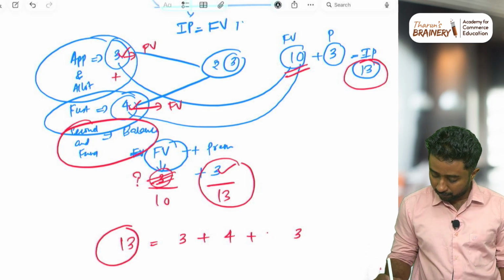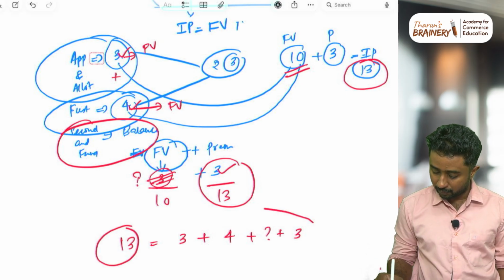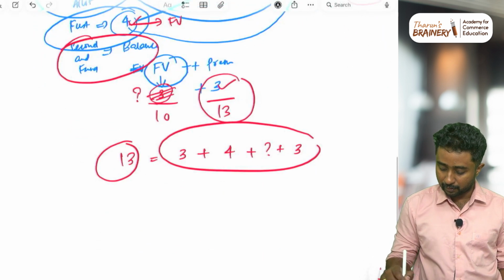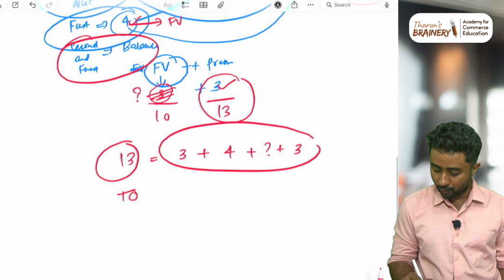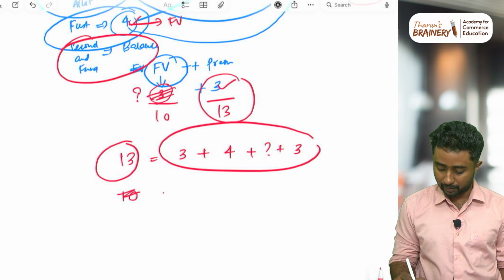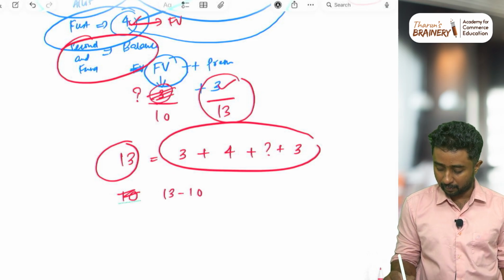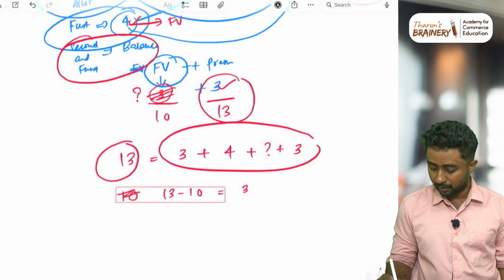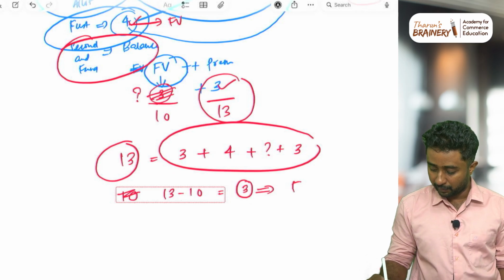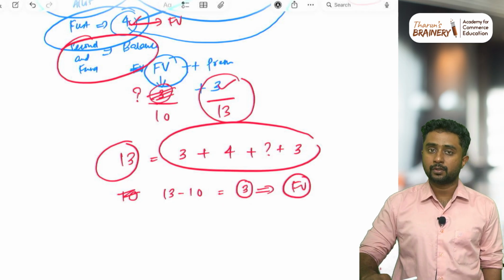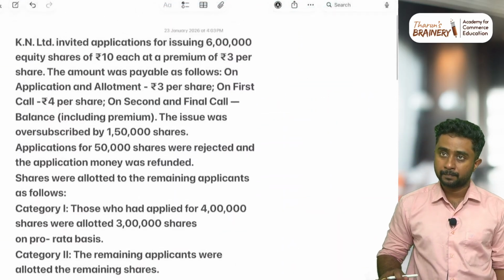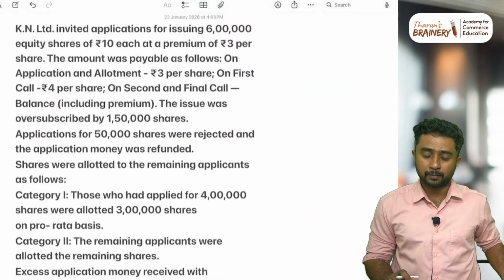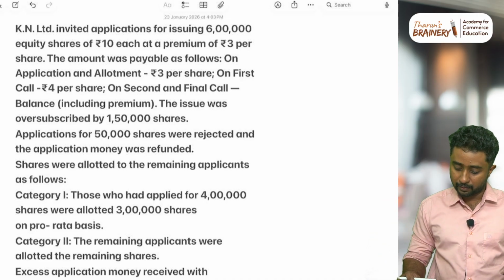And one more value is there. That value, in order to find, what to do? We just have to remove all the other values. So 13 minus 7 minus 3. That means you will be getting how much? 13 minus 10. 13 minus 10 means 3 rupees. What is this 3 rupees? Face value part of the installment. So now that we got it, this is how we have to extract the values. Hope you understood. One of these methods you can follow to extract the final amount.